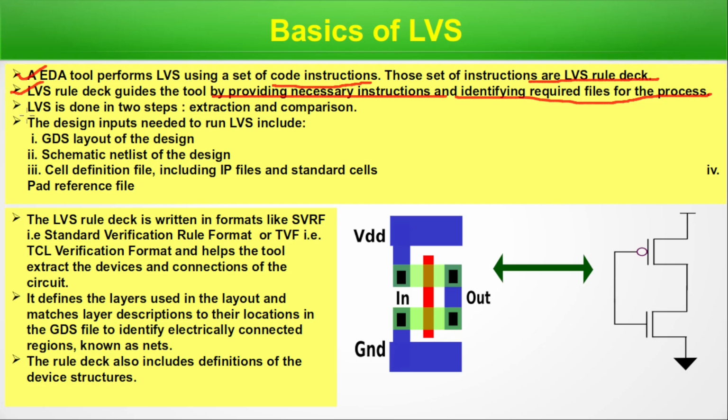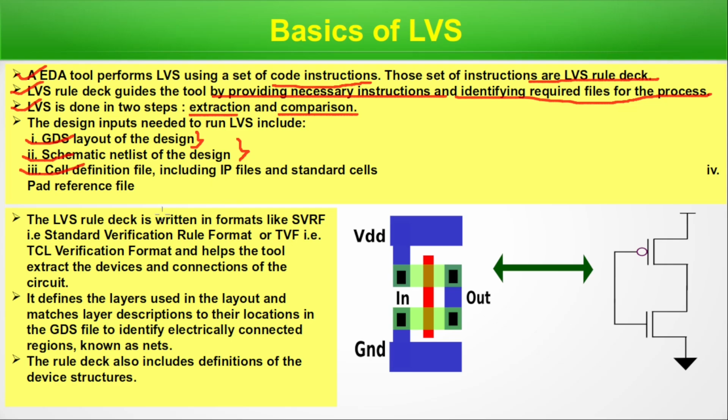Now LVS is done in 2 steps: extraction and comparison. We understand that when we need to check whether the layout is working as per the schematic, there is a comparison. Design inputs needed to run LVS include the GDS layout of the design, the schematic netlist of the design, the cell definition file including IP files and standard cells, and the pad reference file. The GDS layout is required. From there we extract a netlist. That netlist is compared with the schematic netlist of the design.